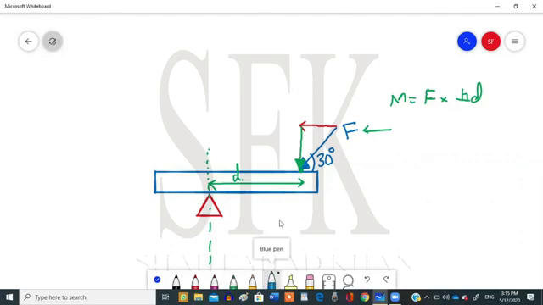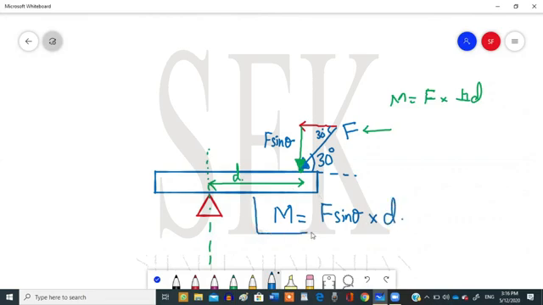Now let's calculate the value. First of all, if this angle is 30 degrees, I can say that this angle is also 30 degrees, alternate angles. Any confusion over here? No, sir. All right. If this is 30 degrees and the value of the force is F, what's the perpendicular component? It's F sine of theta. So the moment is F sine theta multiplied by this distance, d. This is the case when the force is not acting perpendicularly but at an angle, so you take that component of the force which acts perpendicularly.